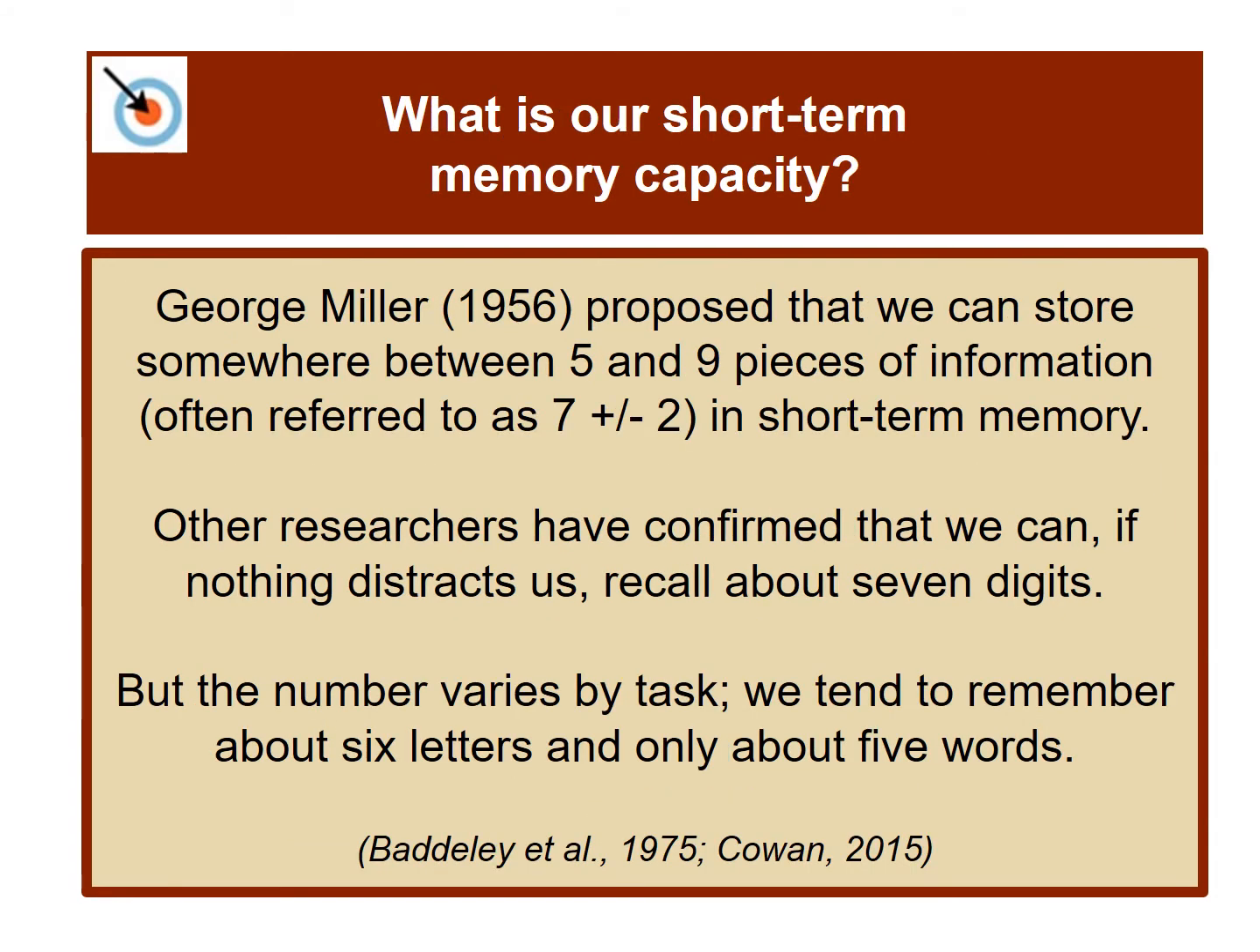What's our short-term memory capacity? George Miller in 1956 proposed that we can store somewhere between 5 and 9 pieces of information, often referred to as 7 plus or minus 2, in short-term memory. Other researchers have confirmed that we can, if nothing distracts us, recall about 7 digits, but the number varies by task. We tend to remember about 6 letters and only about 5 words.